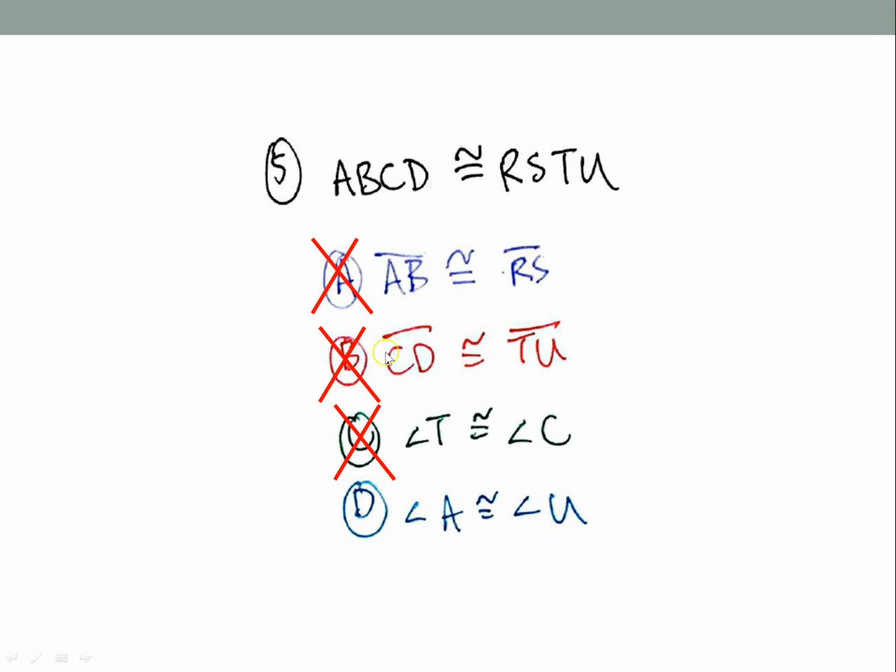So we know D is the right answer, but let's look at why. A is the first letter. U is the last letter. There's no way that this is correct. So D is the correct answer choice if you are looking for the only incorrect comparison for number 5.